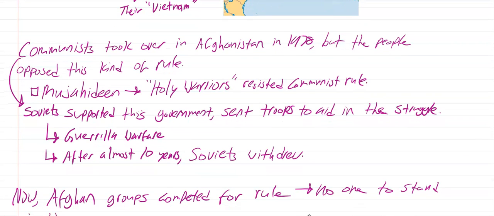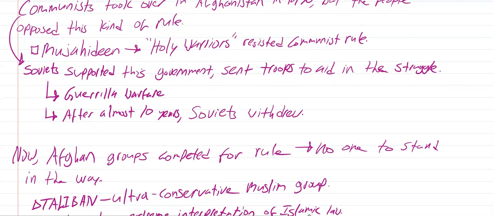Basically, in the late 1970s, communists took over in Afghanistan, but the people there opposed communist rule. And so the resistance group called the Mujahideen, or the Holy Warriors, resisted communist rule. The Soviets were bound and determined to keep their power in the area. And so they sent troops to aid in the struggle, and the Mujahideen used guerrilla warfare tactics, and after about 10 years, the Soviets finally withdrew in defeat.